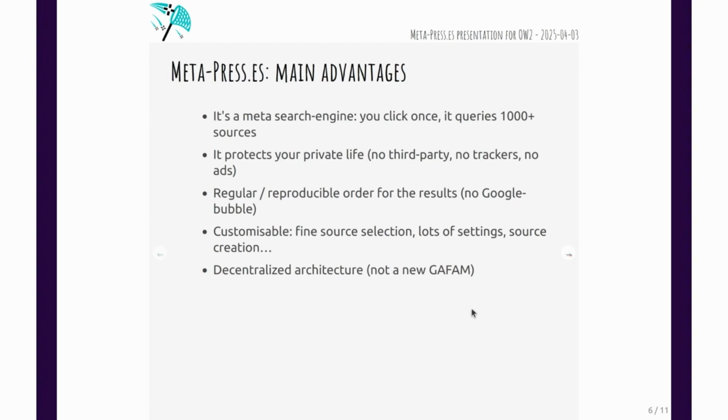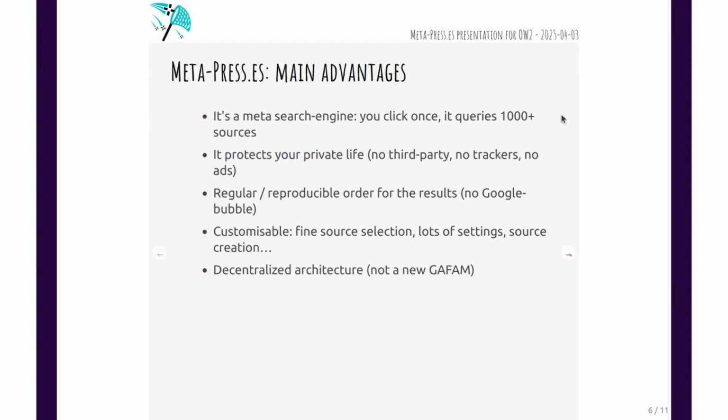It saves your mouse button because one click and it's okay. But also it protects your private life because there are no third parties. There are no Meta-Press servers. The request is going from your computer directly to the newspapers. The results come back, and no Meta-Press server can ever record what you search for. It's the privacy of your home.